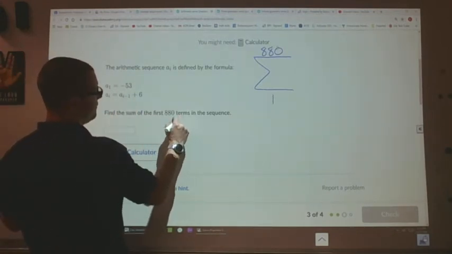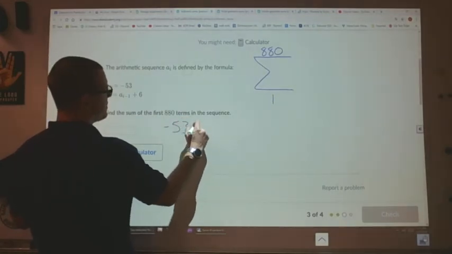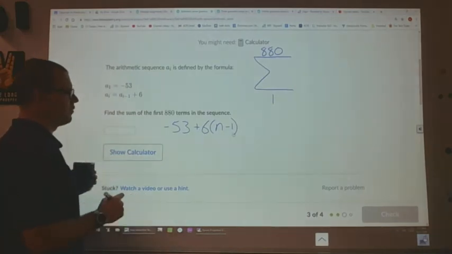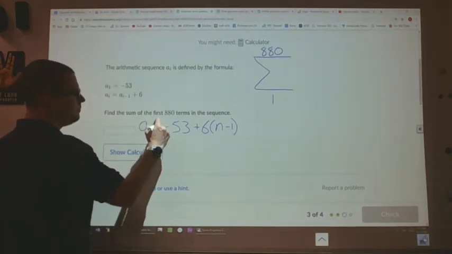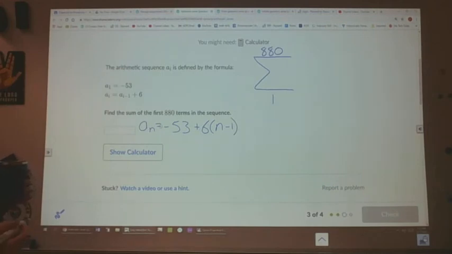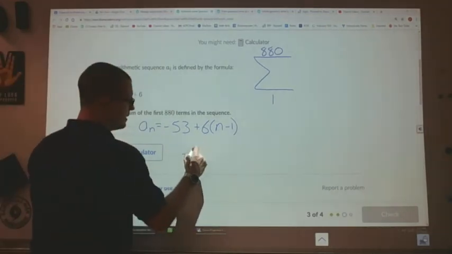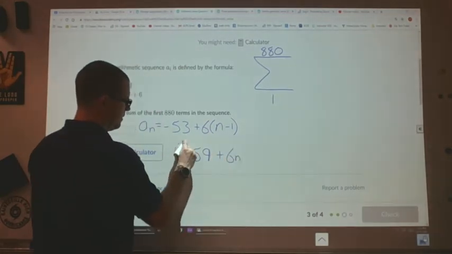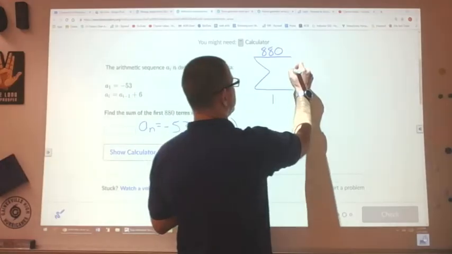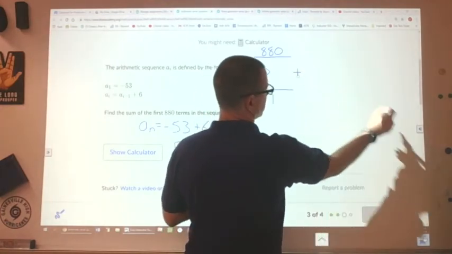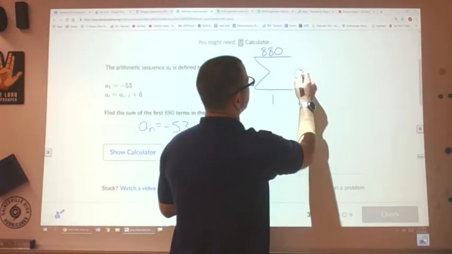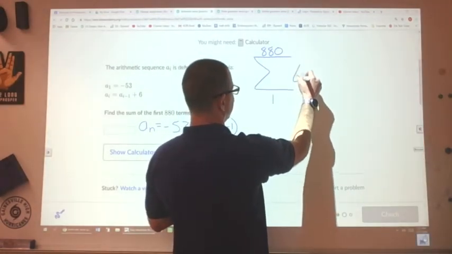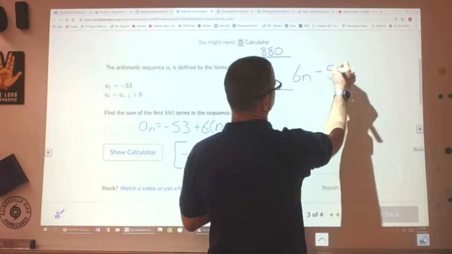So I'm going to use the negative 53 plus 6 times n minus 1 to get my sequence formula, A sub n. And that's going to be negative 53 minus 6, so negative 59, plus 6n is what's going to go here. We'll go ahead and change the order around to make it easier to work with as well. So we put 6n minus 59.